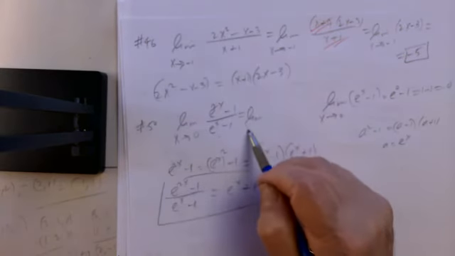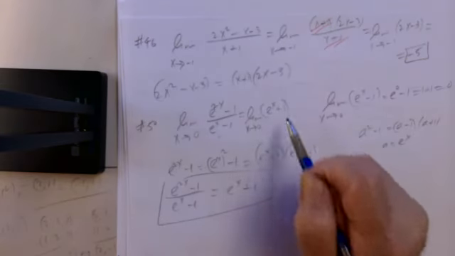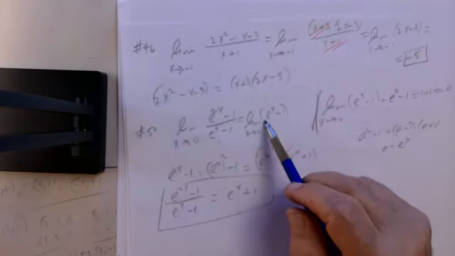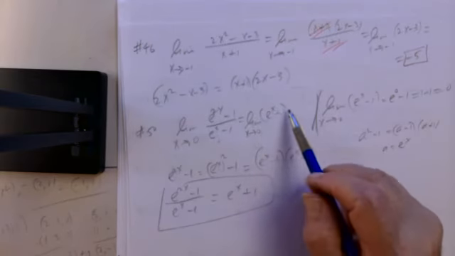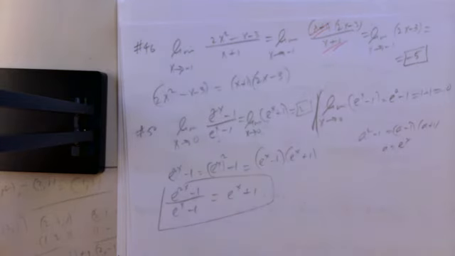So this is just the limit as x goes to 0 of e to the x plus 1. And as x goes to 0, e to the 0 is 1. 1 plus 1 is 2. So this limit is 2.